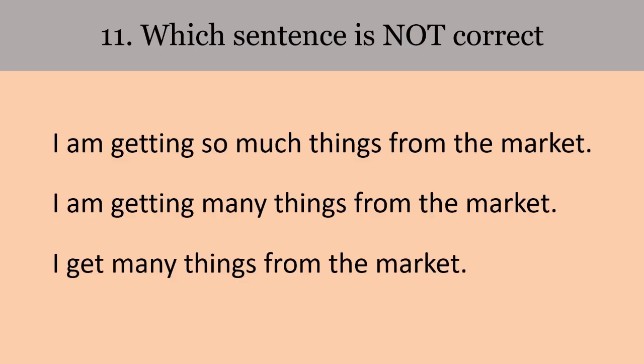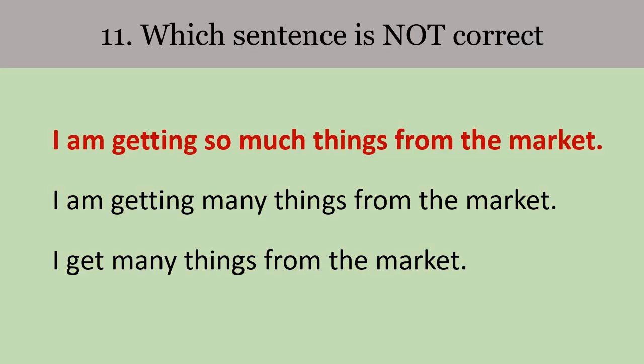Here is question number 11, where there are 3 sentences. 2 of them are correct. There is no problem with them. 1 of them is not correct. You have to find out which is not correct. I am getting so much things from the market. Second one, I am getting many things from the market. Third one, I get many things from the market. So only 1 is wrong, 2 are correct. Spot the one which is not correct.